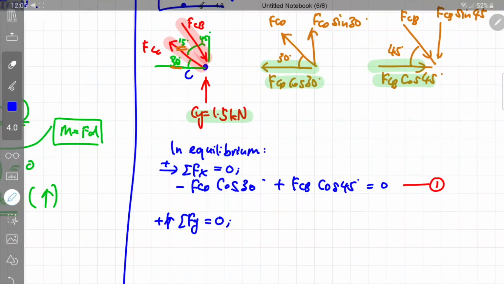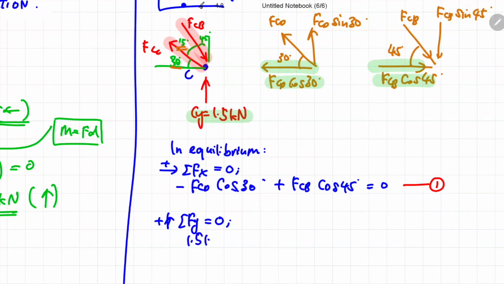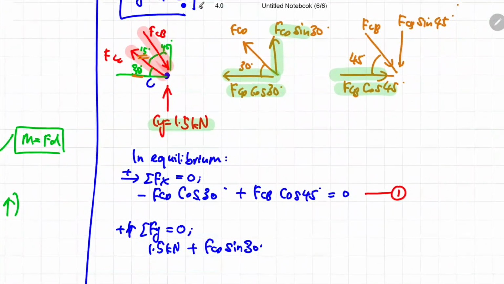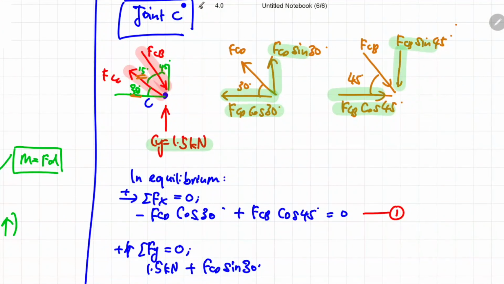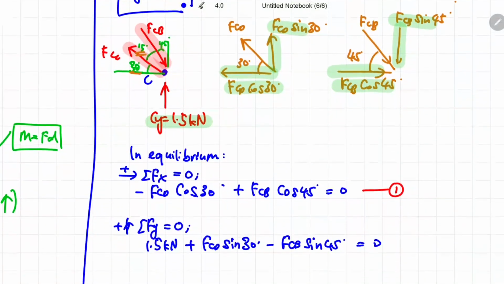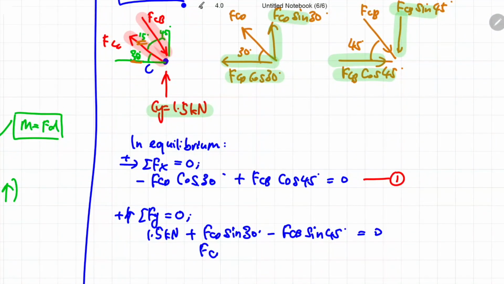Along the y direction, there is one force over here with a magnitude of 1.5 kilonewton, and then there's another force over here which is FCD sin 30. It's positive because it's pointed upward. And finally, there is one force over here which is negative FCB sin 45. Okay, so that is all the expressions in the y direction. The summation of all these three items should be equivalent to 0. Now we can rearrange this equation so that all the unknowns are positioned on the left side and the known magnitude is positioned on the right side. And this would become our second simultaneous equation.